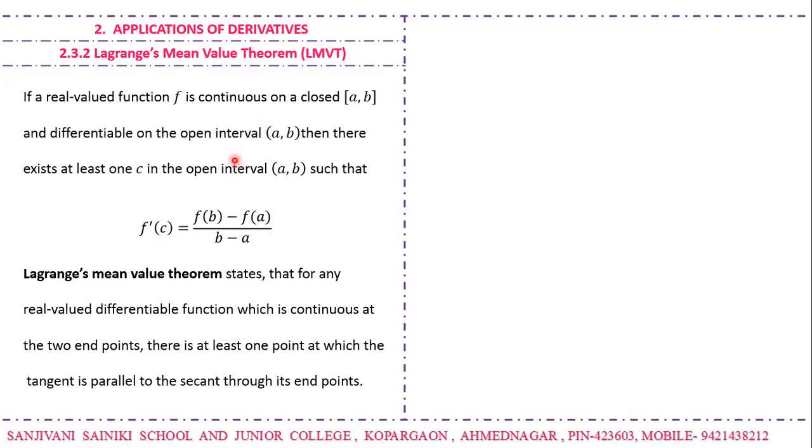Similar to Rolle's theorem, here also there are two conditions. The function is continuous on the closed interval, first condition, and the function is differentiable on the open interval, this is the second condition. If these two conditions are satisfied, then Lagrange's mean value theorem tells us that there exists a point c in the open interval (a, b) for which f dash at c is equal to f of b minus f of a upon b minus a.